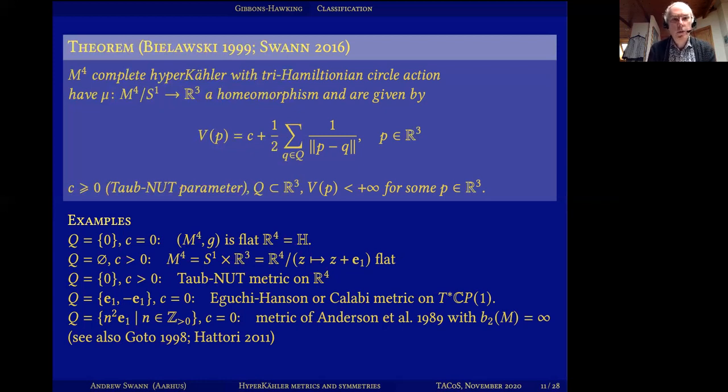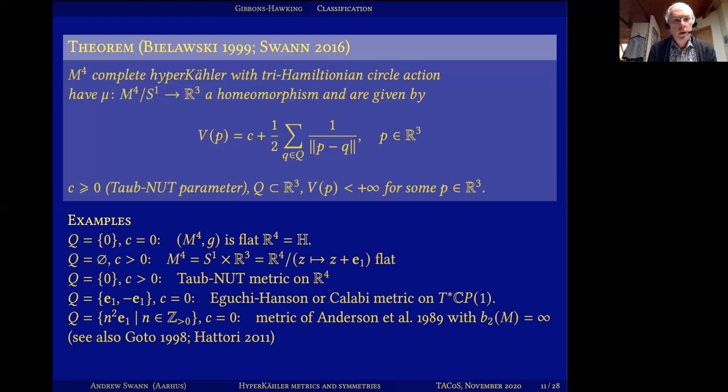If you go back to having Q with just 1 point, but let C be positive, then you get another metric on R4. So the number of points in Q determines the topology. You get another metric on R4. This is known as the Taub-NUT metric, and it has the property that lengths of vector fields are bounded as you go to infinity. So it has different asymptotics to the flat metric.